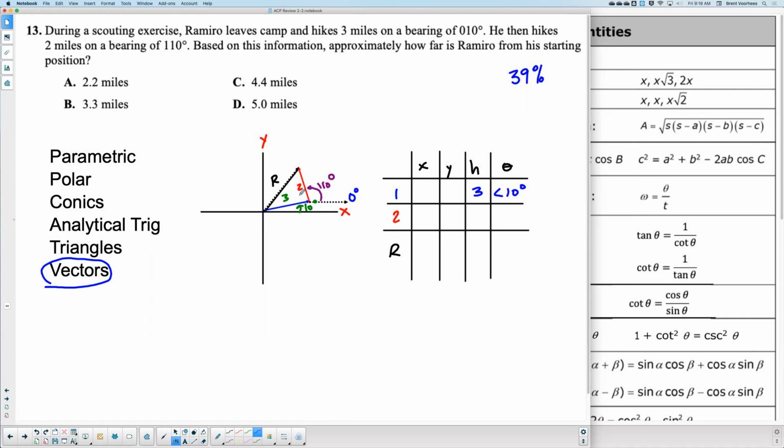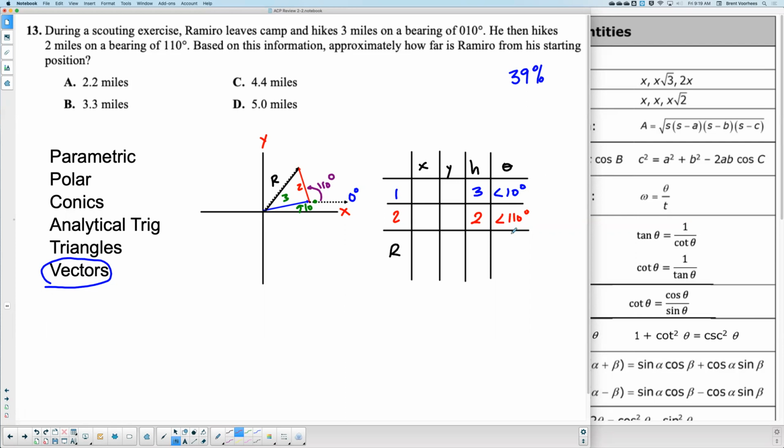Okay, what about vector 2? When you look at vector 2, does that look like an x-axis to you, a y-axis, or a diagonal h? Again, it's a diagonal h. So we put the value of 2 as an h, and for the angle, 110 degrees. Notice I use the angle symbol here because that's what the calculator needs to add these up.